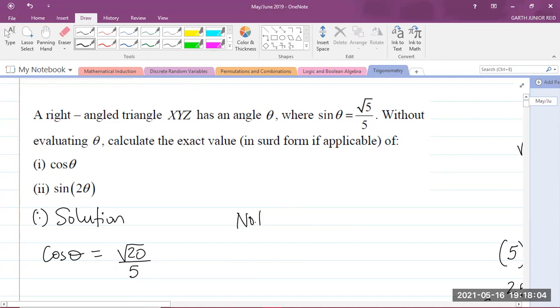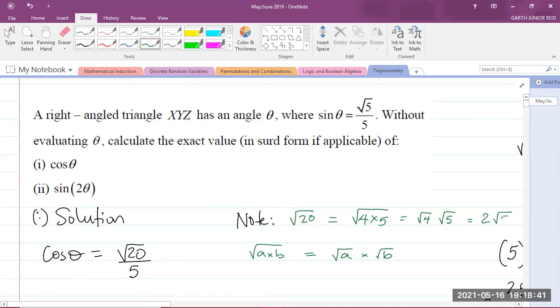So please note that the square root of 20 is equal to the square root of 4 times 5. And remember that once you have the square root of a times b, that can be written as the square root of a multiplied by the square root of b. So the square root of 4 times 5 can be written as the square root of 4 multiplied by the square root of 5. We know that the square root of 4 is 2, multiplied by the square root of 5.